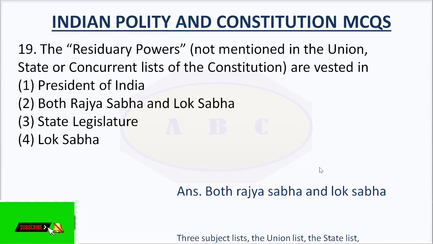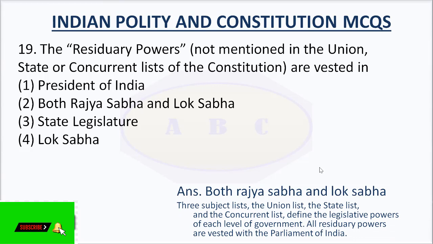3 subject lists, the union list, the state list and the concurrent list define the legislative powers of each level of government. All residuary powers are vested with the Parliament of India.